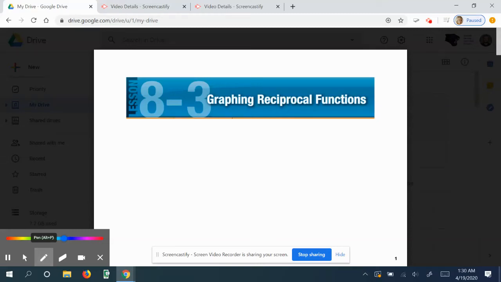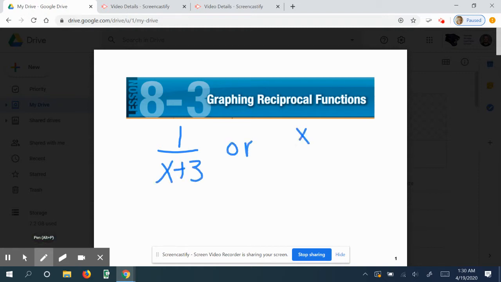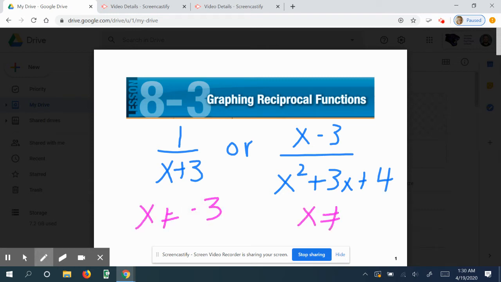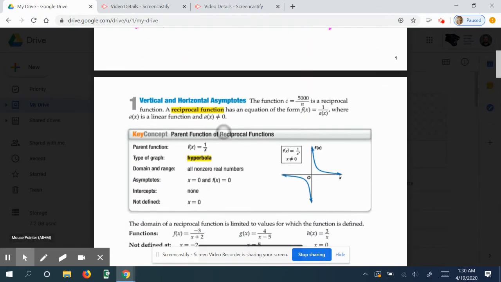Okay, so now in section 8.3, we're going to talk about graphing reciprocal functions. So remember when we had a function like this, we said that there were special values that we couldn't have in the bottom. So we would say like x cannot equal -3, or in this case, x could not equal, well, these would be different ones. But anyway, we would say that x cannot equal those values. And we said that that had to do with graphing. So here it is. We're going to talk about it.